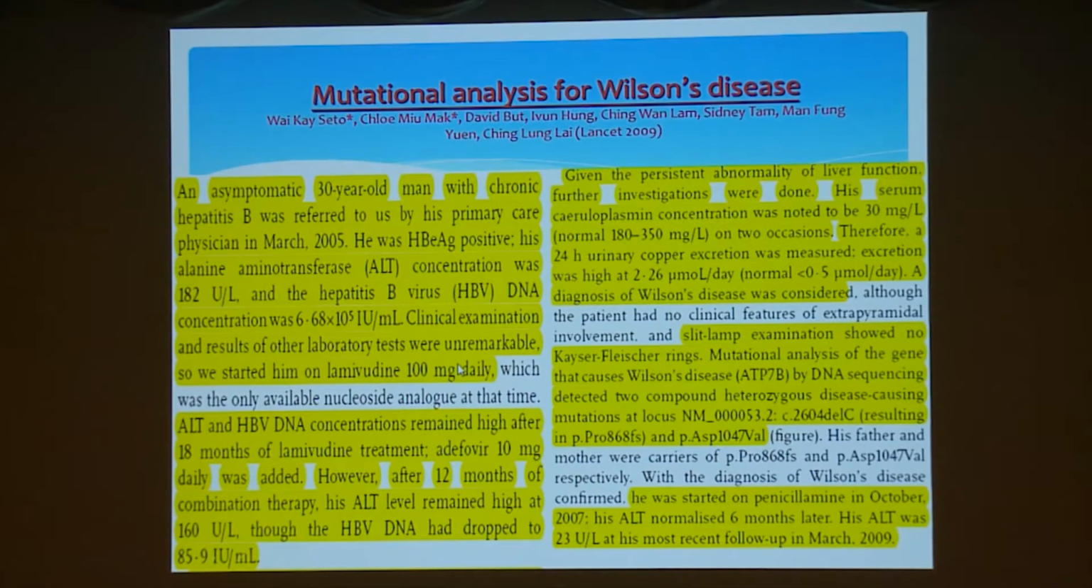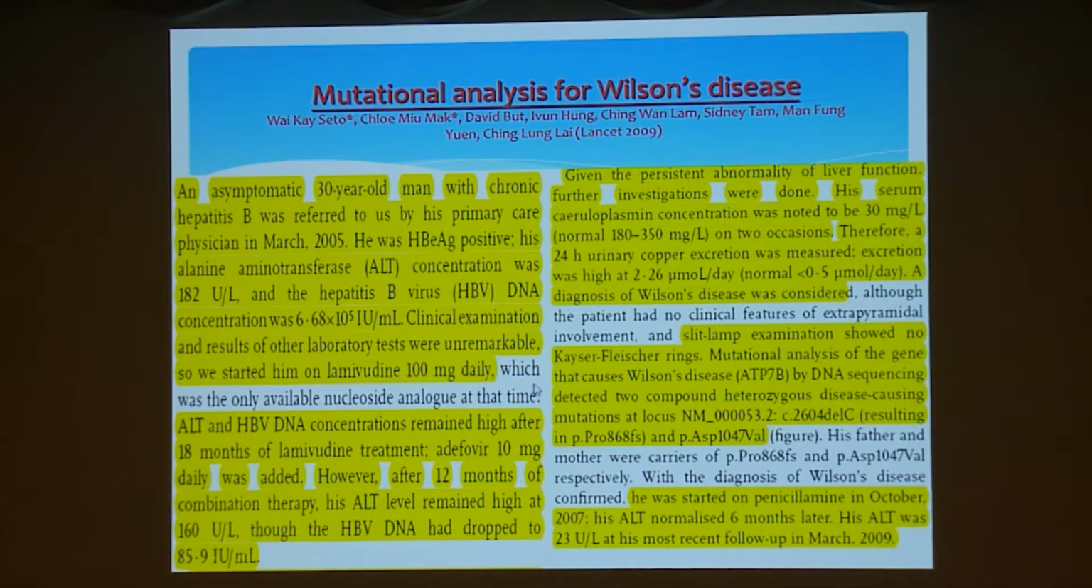I would like to share with you two more interesting cases of Wilson disease. One is this one we published in Lancet before. This is a 30-year-old gentleman with chronic Hep B, and we were referred the case. He was positive in antigens, the ALT was high, same as the viral load. He was started on antiviral management, and the titer went back to normal later. However, his ALT still remained at 160.